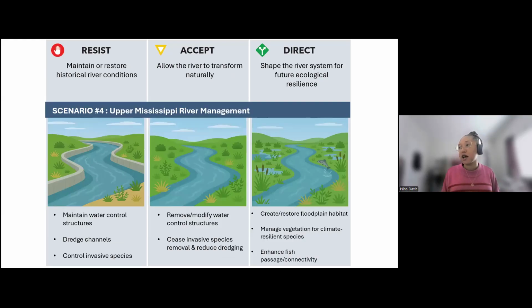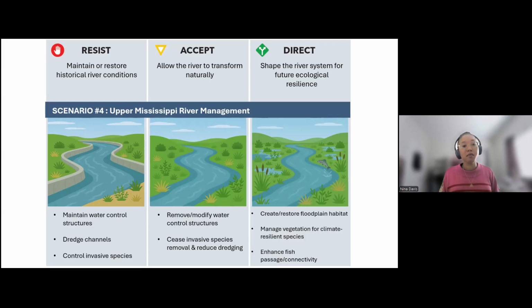You'll see here that there's kind of like a pattern. A lot of the times resisting is costly, directing is costly, accepting is maybe your lowest cost option. But resisting also usually might only work short term, and you might need to move towards accepting or directing in the long term. So you'll just kind of pick up on those consistencies between the resist, accept, and direct framework.